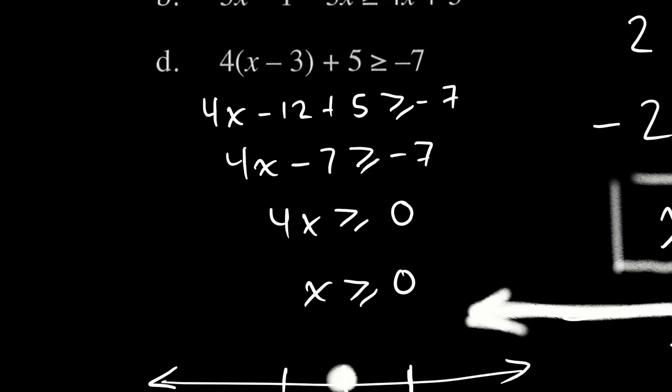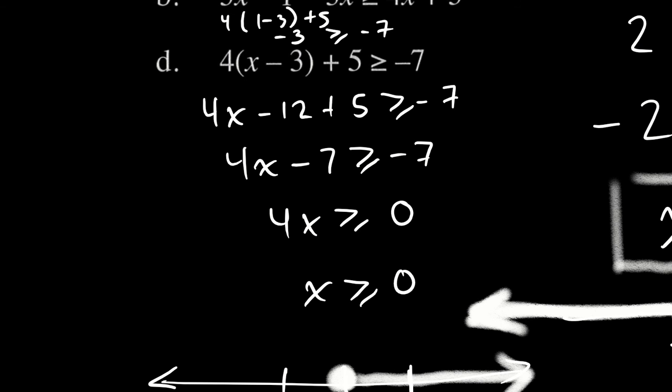Let's plug in the 1. If I plug 1 in here, this is going to become 4 times 1 minus 3 plus 5. 1 minus 3 is negative 2 times 4 is negative 8 plus 5 is negative 3. And on the other side, I got negative 7. So yes, negative 3 is larger than negative 7. It's not 7. It's clearly a negative 7. So the positive 1 side was a solution, so we're going to shade everything to the right. All of these points are solutions. The ones off to the left are not.